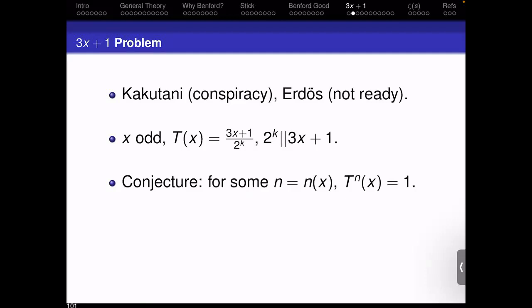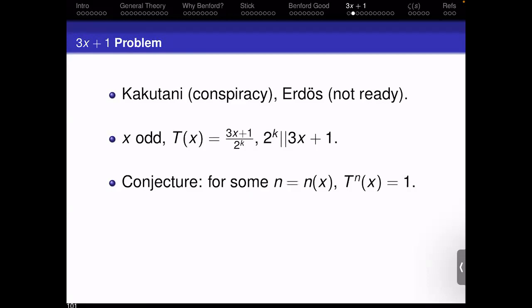So there's a couple of ways we can define it. I'll do the most compact way. If you take an odd number, you multiply by 3, add 1, and then remove as many powers of 2 as you can, all in one step. And we keep iterating. And the conjecture is that no matter what odd integer you start with, eventually you will hit 1. And once you hit 1, you stay at 1 for all time.